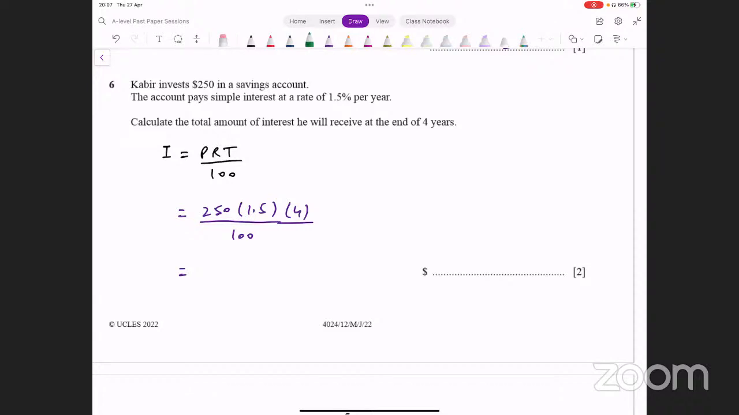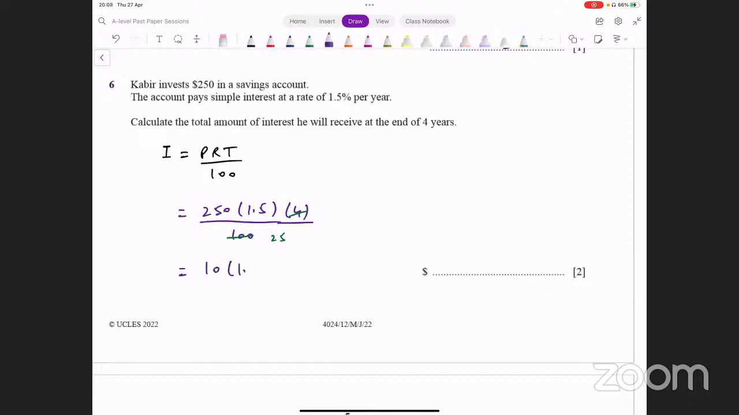You can first cancel this out. 100 and 4. What does that leave you with? You have 25 in the denominator. Okay, 100 और 4 cancel करके 25 आ गया denominator में. अब देखें 250 over 25. What should that be? That should be 10, right?